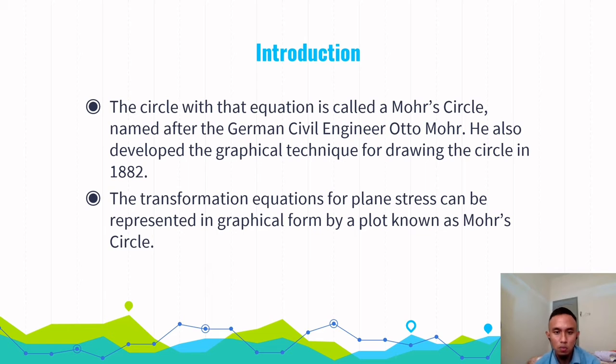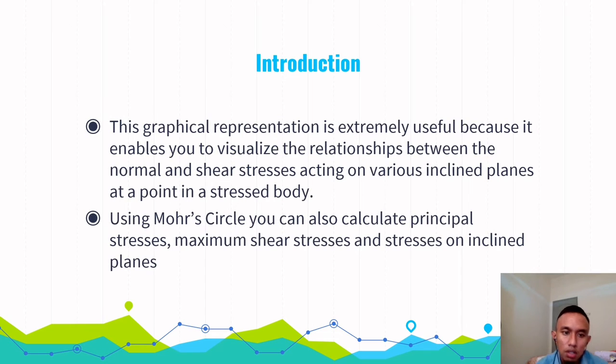The transformation equation for plane stress can be represented in graphical form by a plot. It was known as the Mohr circle. This graphical representation is extremely useful because it enables you to visualize the relationship between the normal and shear stress acting on various inclined planes at a point in a stressed body. By using the Mohr circle, you can also calculate the principal stress, maximum shear stress, and stresses on inclined planes.